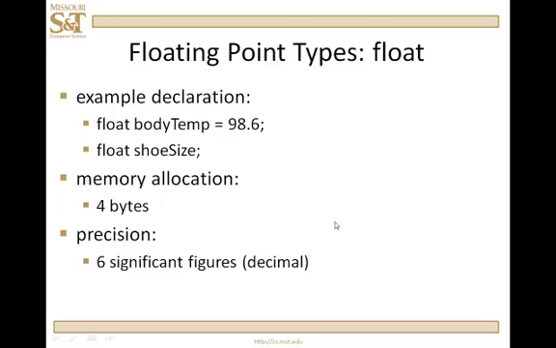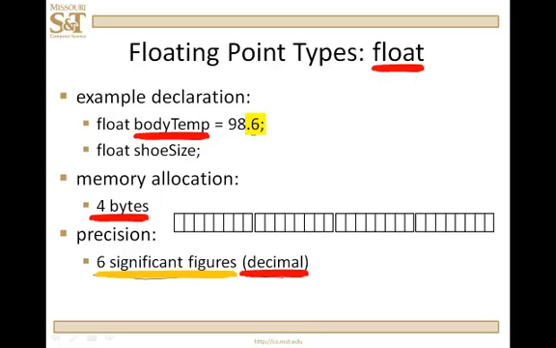Now the floating point types. So the first type is float. Okay, as an example, body temperature 98.6. So you see we can put into memory decimal values. The memory allocation is 4 bytes, and the precision 6 significant figures in decimal. The way this is stored, 4 bytes. This would be the exponent. This would be the mantissa.